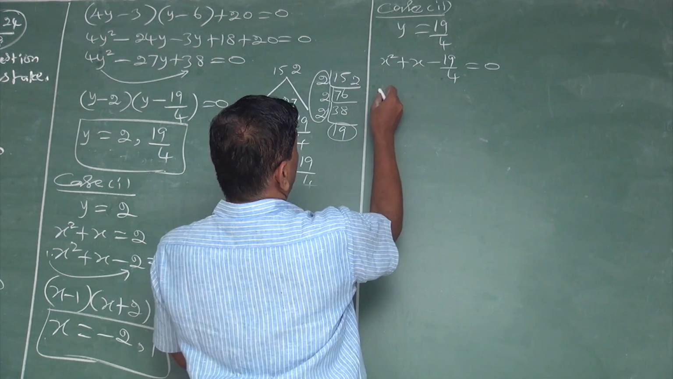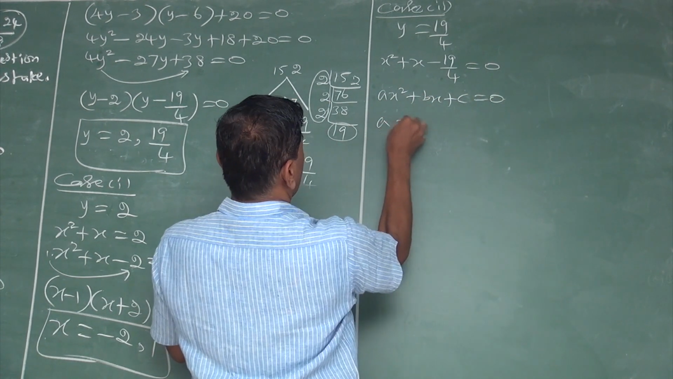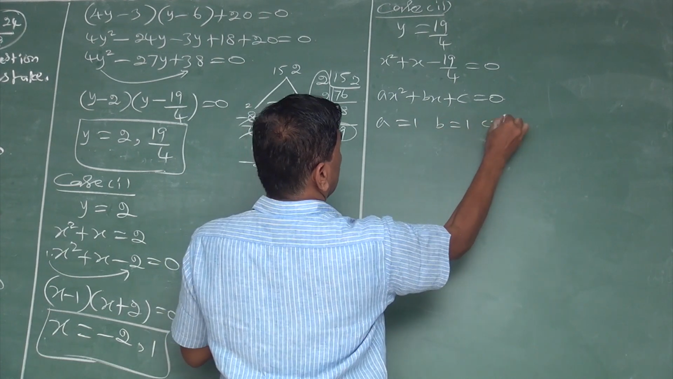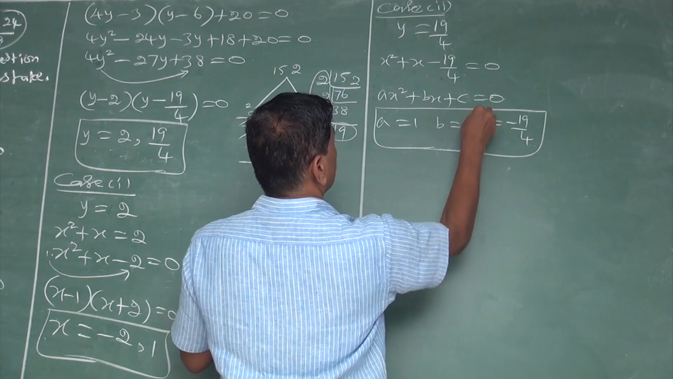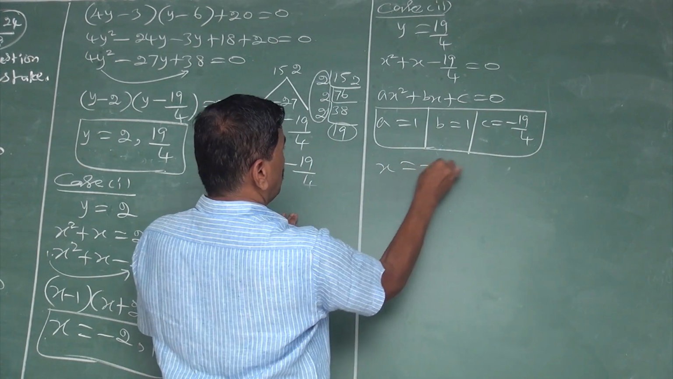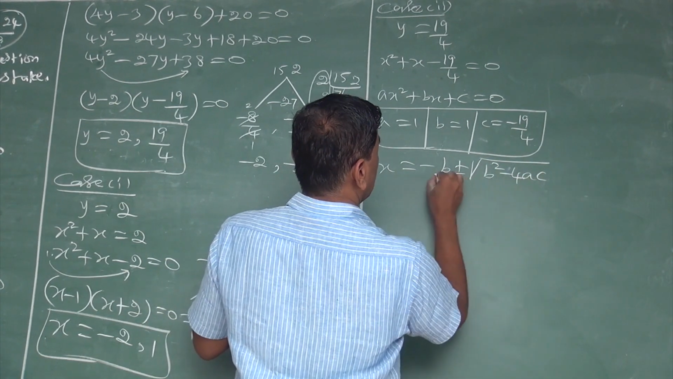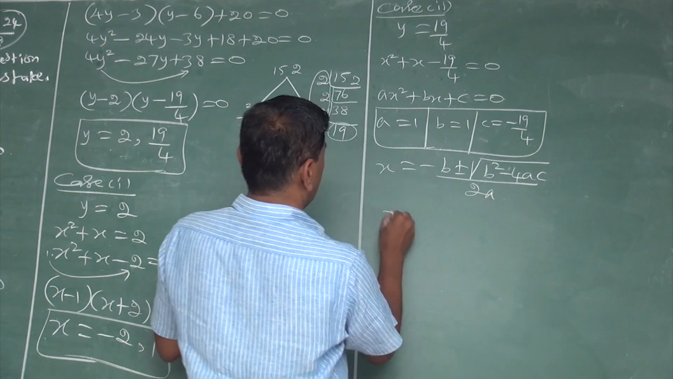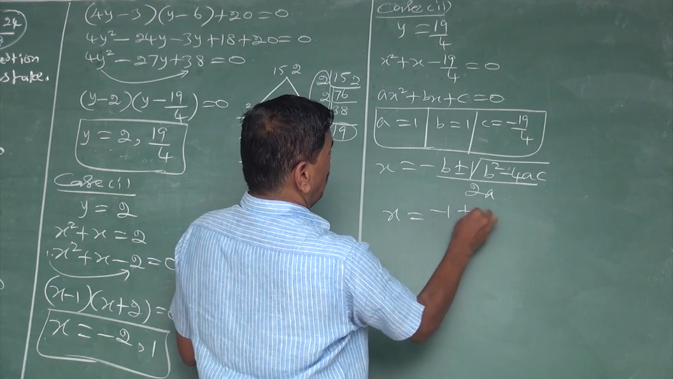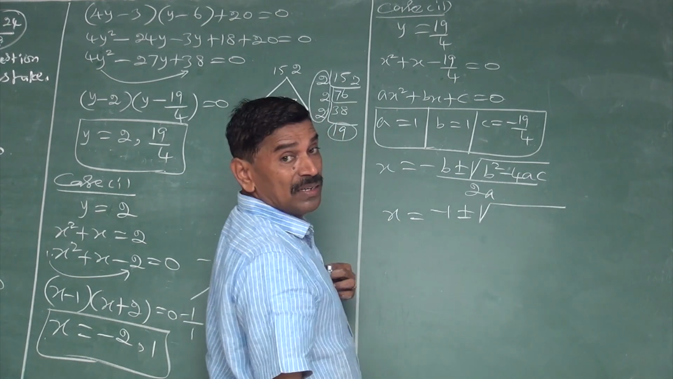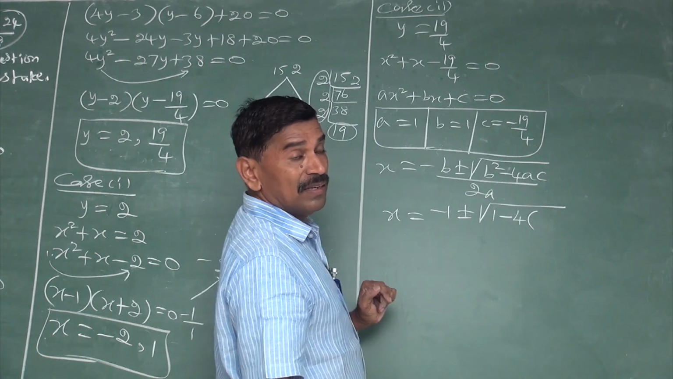Quadratic formula method. Comparing with the equation ax square plus bx plus c equal to 0, a equal to 1, b equal to 1, c is equal to minus 19 by 4. Use the quadratic formula: x is equal to minus b plus or minus square root of b square minus 4ac, divided by 2a. Minus 1 plus or minus square root of b square, 1 square equal to 1, minus 4 of a.